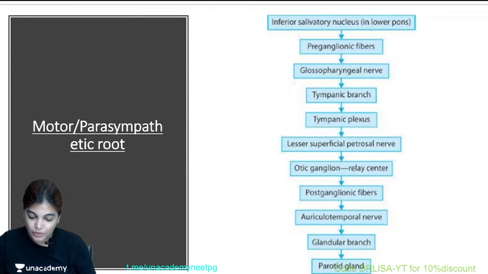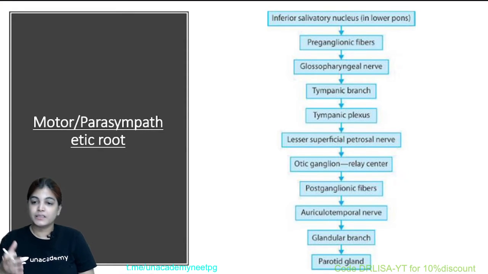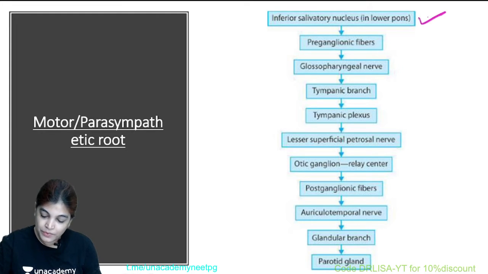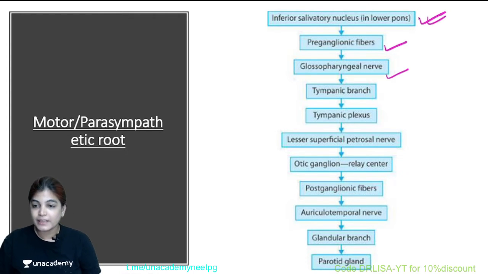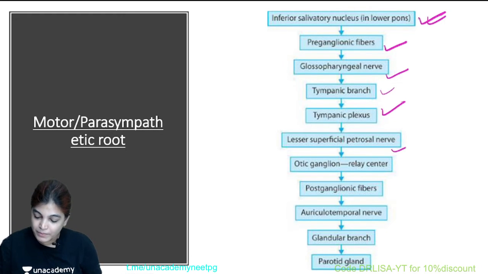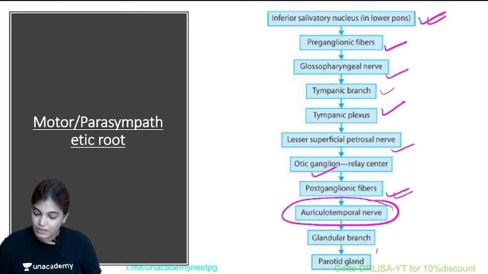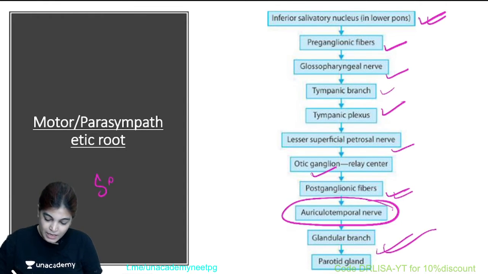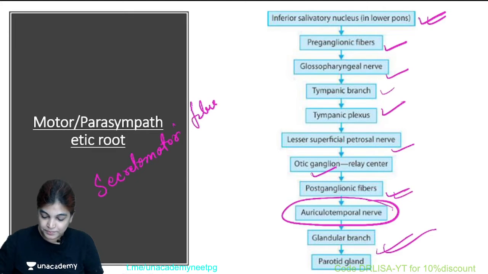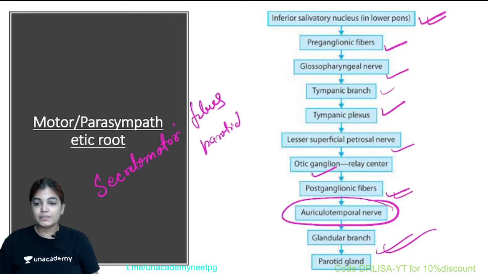I also want to show you the flow chart. The same thing which I have explained is represented in the form of a flow chart. The inferior salivatory nucleus is located in the lower part of the pons. From here preganglionic fibers pass through the 9th cranial nerve, the glossopharyngeal nerve, and its tympanic branch forms the tympanic plexus over the medial wall of the middle ear cavity. From here the petrosal nerve arises, relays in the otic ganglion, and postganglionic fibers pass through the auriculotemporal nerve and supply the parotid gland. This carries secretomotor fibers to the parotid gland. So in brief, we are done with the secretomotor pathway of supplying the parotid gland.